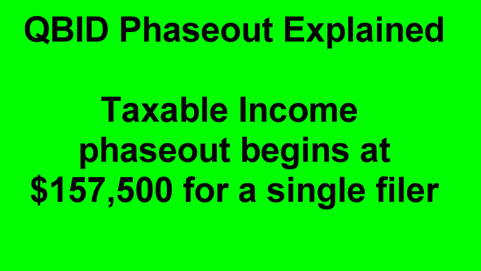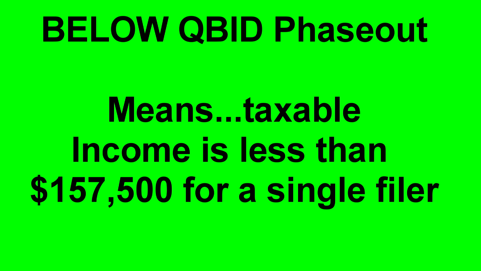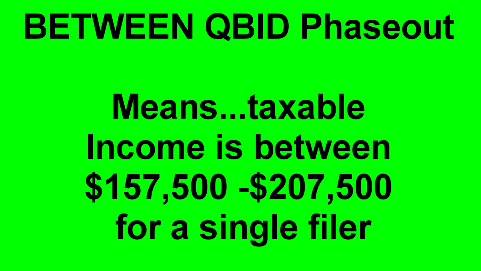Every example in this video is going to be based on a single filing status. So Chipper is going to be our example, and he's a single filer. His QBI phase-out in terms of his taxable income begins at $157,500. So when I say his income is below the QBI income phase-out, it means his income is less than $157,500.